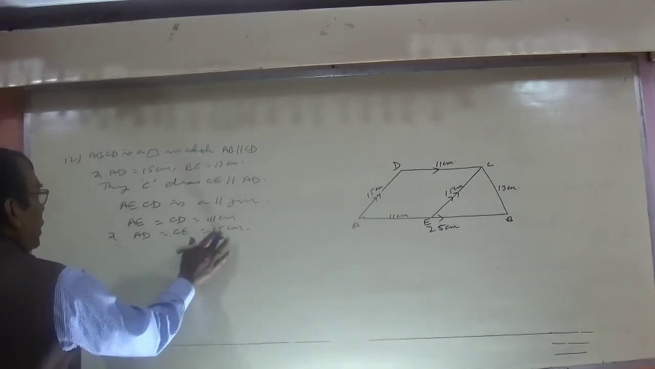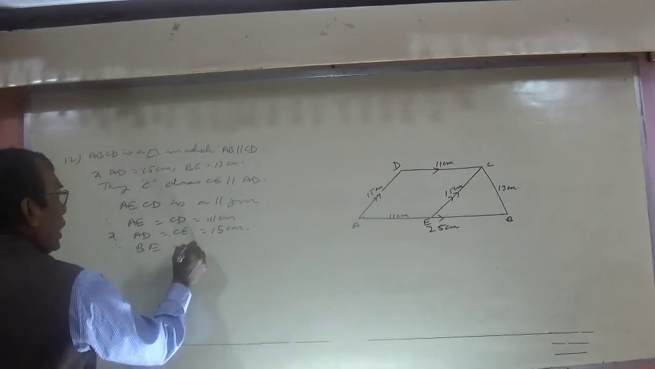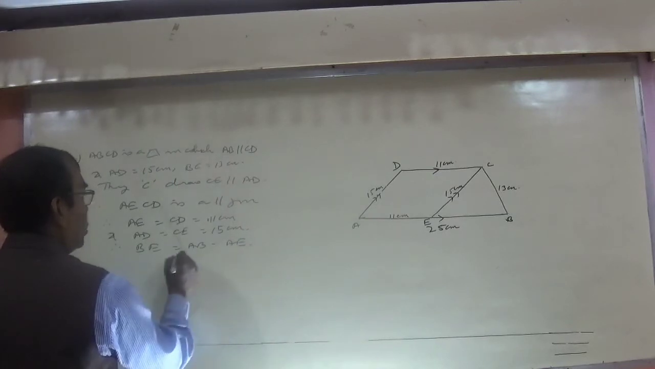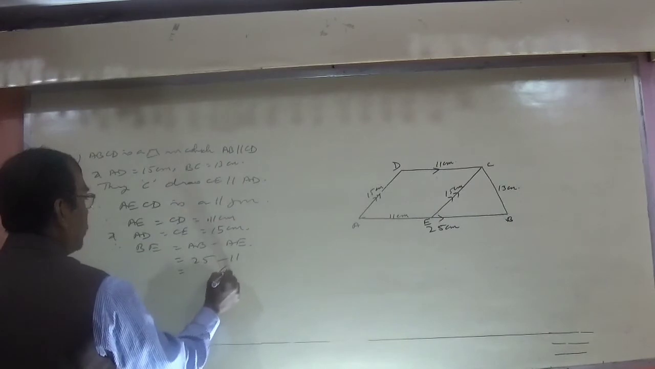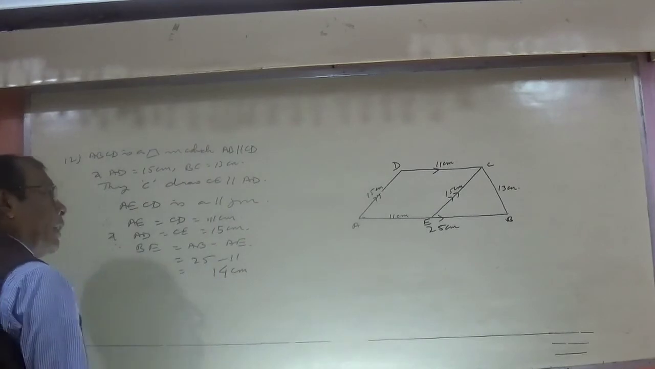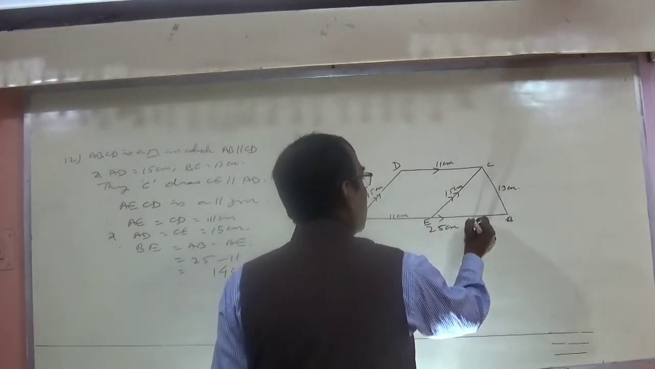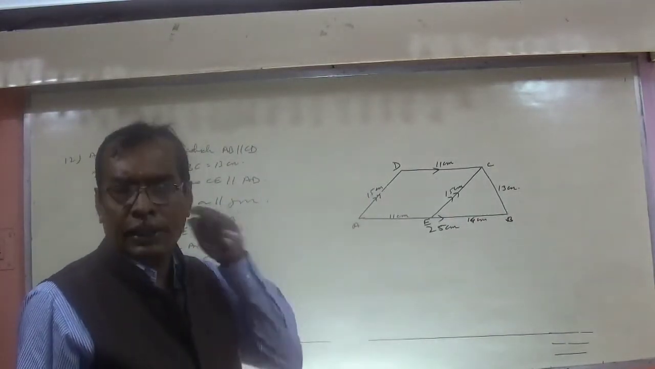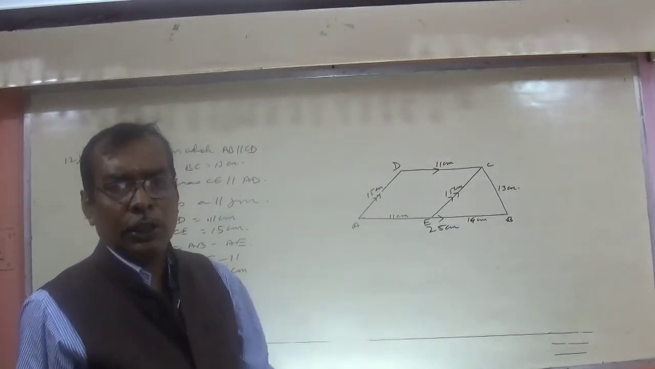Therefore, BE will be equal to AB minus AE, which is equal to AB is 25 minus 11, which is equal to 14 centimeter. So I am finding this is 14 centimeter. So in this particular triangle, all the three sides are given. Now try to find out the area of triangle BEC. This is a scalene triangle, so you can find quite easily the area of the triangle by using Hero's formula.